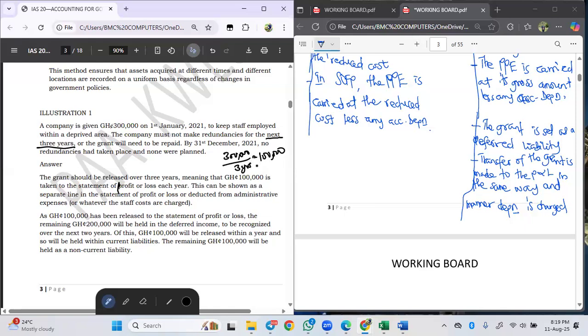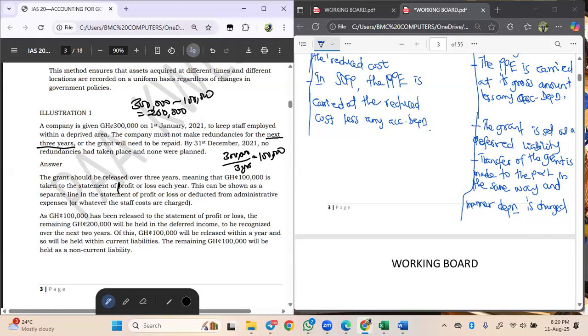Okay, 100,000 per annum. So every year you transfer 100,000 towards the statement of profit or loss. So in this case, by the year end, the 31st December 2021, the thing is 300,000. Okay. So during 2021, we've transferred 100 from this 300 to the P&L. So it's left with what? 200,000. Okay. And the 200,000 will have to be transferred to P&L in the years 2022 and 2023.